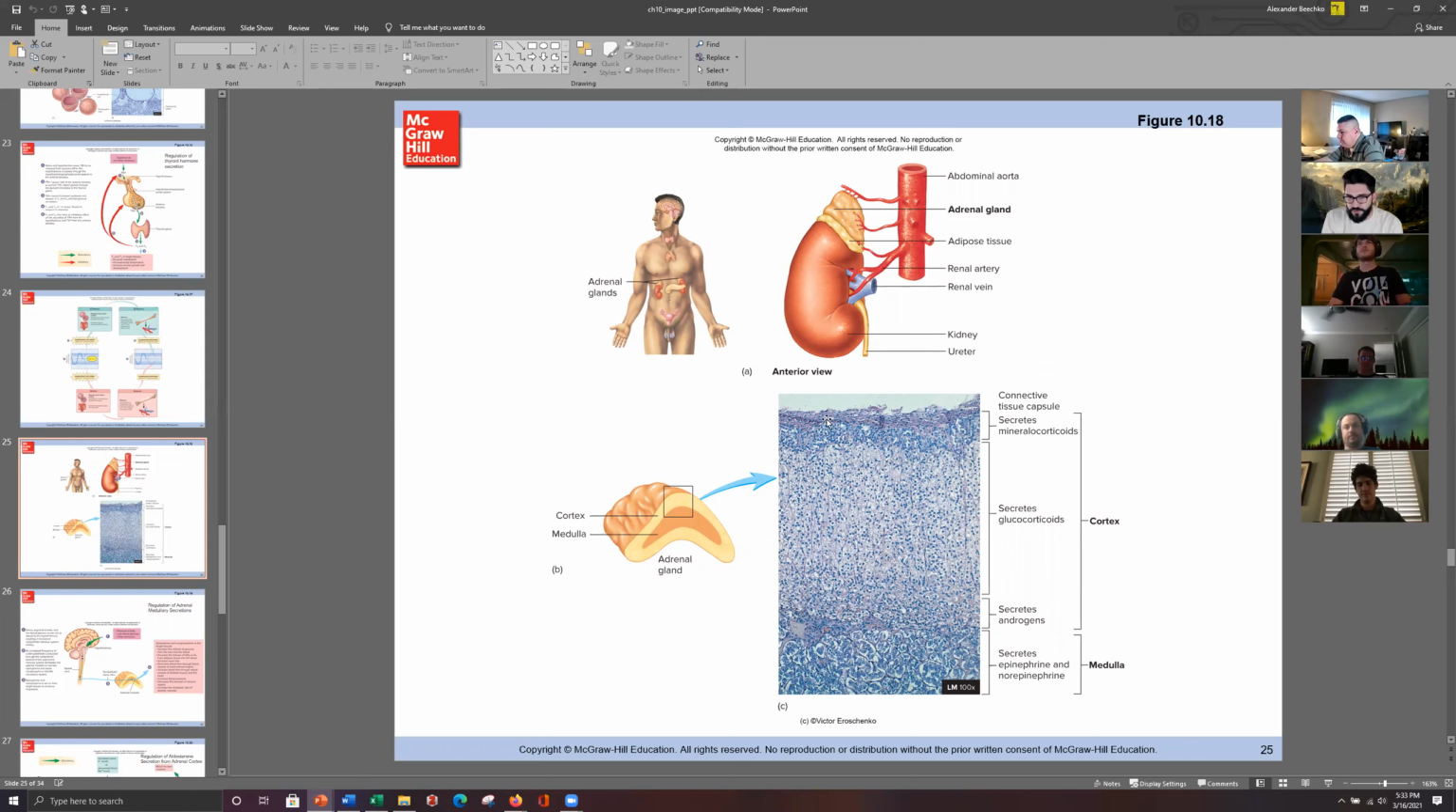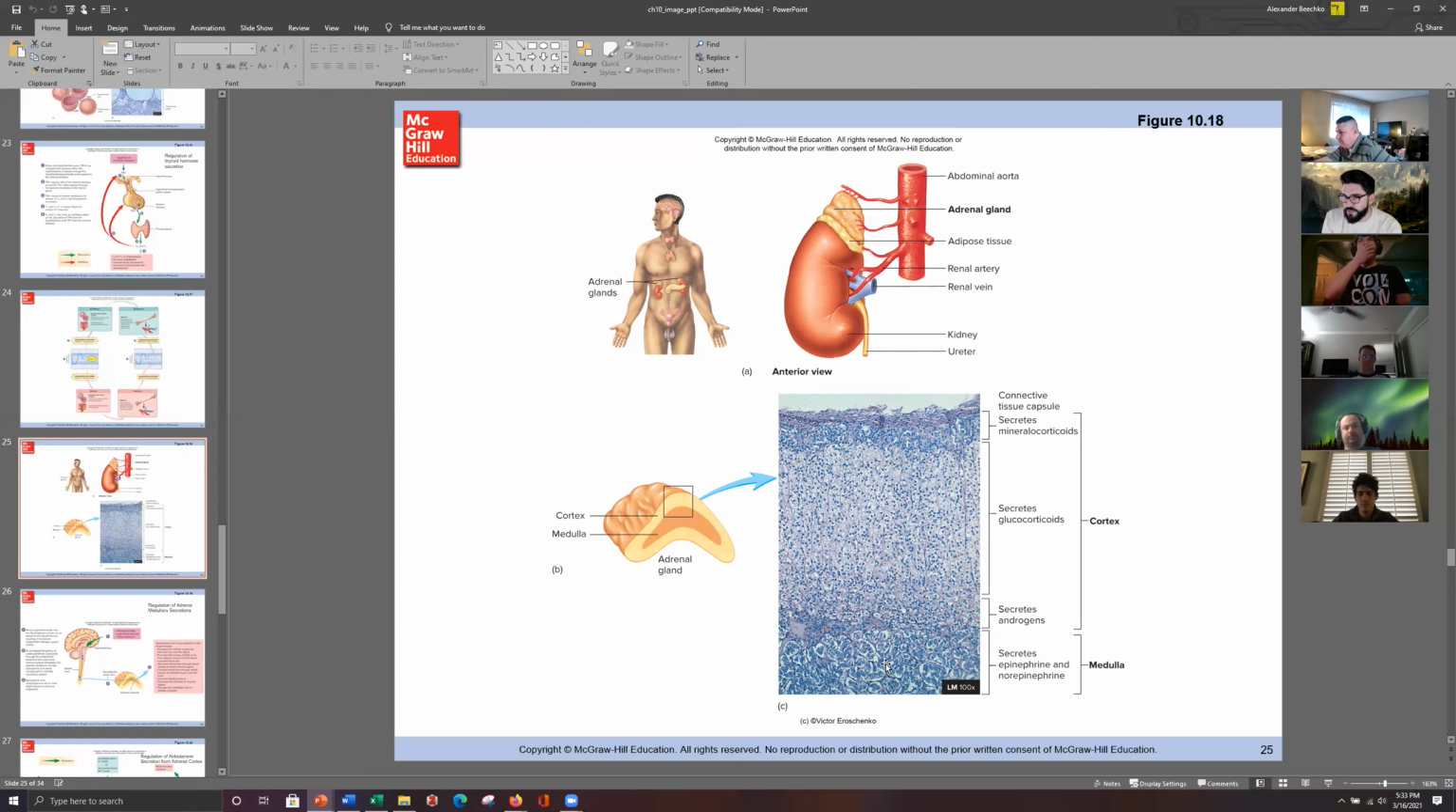So the most superficial layer up here secretes mineralocorticoids. This larger middle chunk of the cortex secretes glucocorticoids. And then the deeper layer down here is going to be secreting androgens. Right? And then finally, the deepest layer, so we're no longer in the cortex, but we're inside the meat of the adrenal gland, called the medulla. This is what secretes adrenaline and noradrenaline, or epinephrine and norepinephrine.